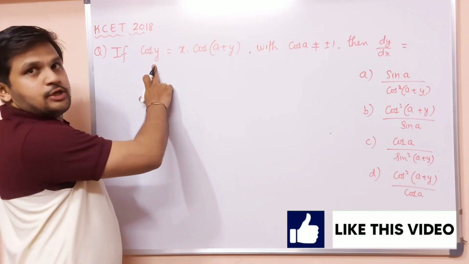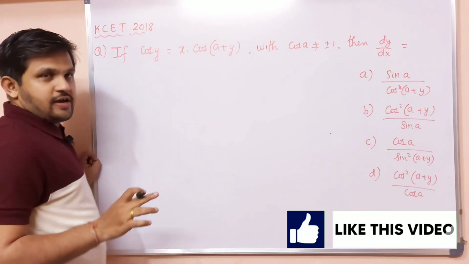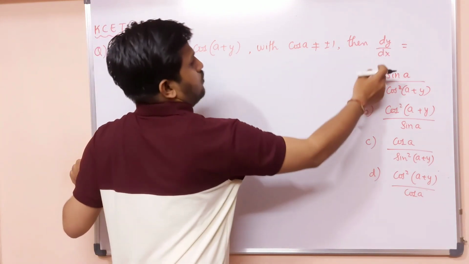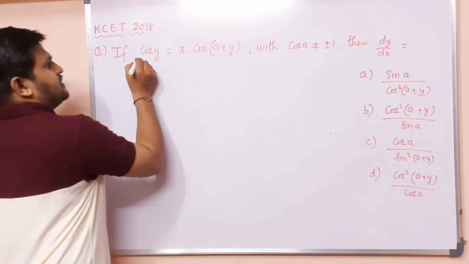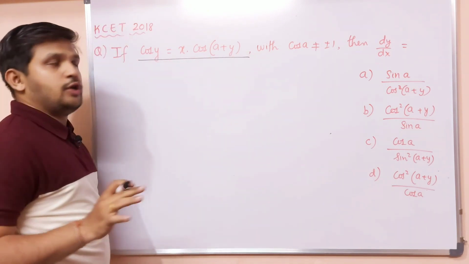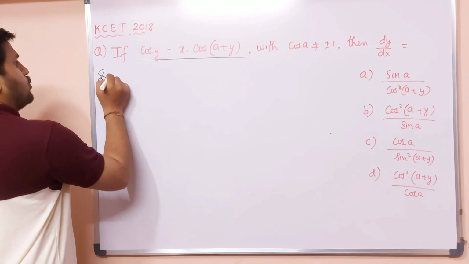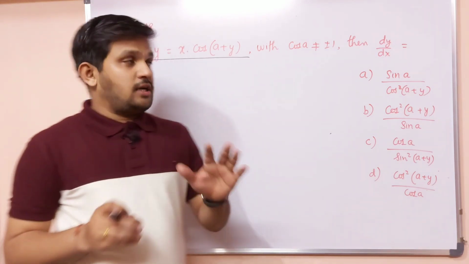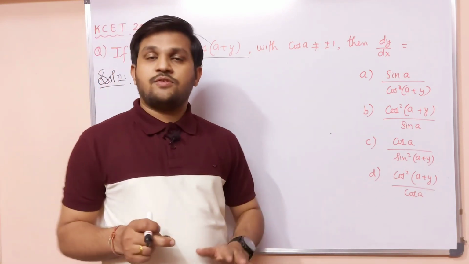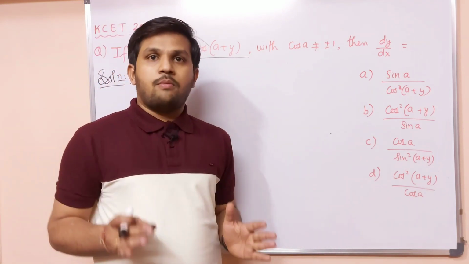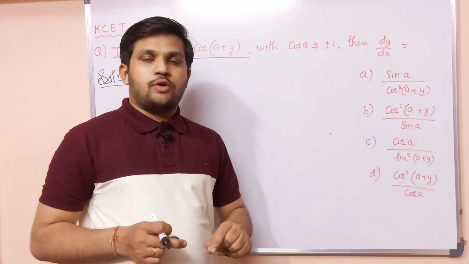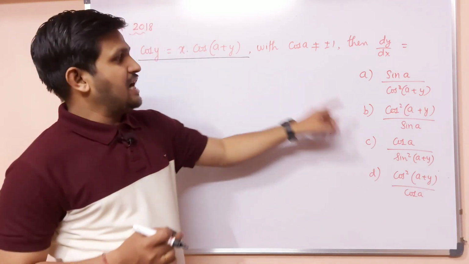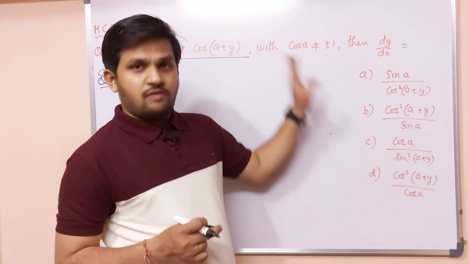If cos y is equal to x into cos of a plus y, with cos a not equal to plus or minus 1, that is the condition, then what is your dy by dx? So this is the standard form and remark which you need to remember. Even if you do not remember it, we can solve it very easily, it will not take much time. But certain remarks which you need to make in terms of derivative of a function, make a formula book separately. All the remarks you write down separately and try to revise those remarks, because directly I can say what is the answer for this.